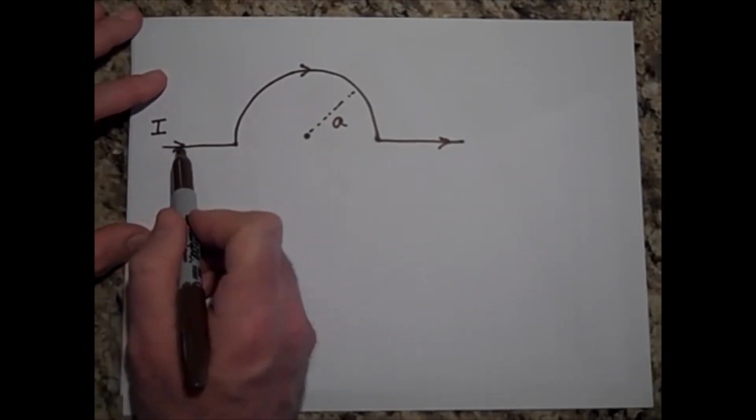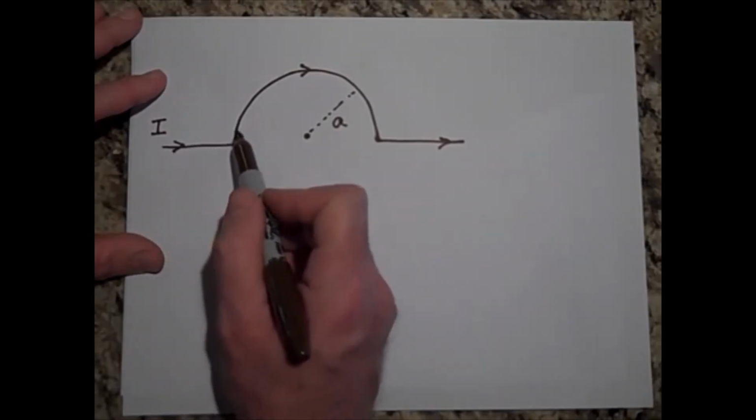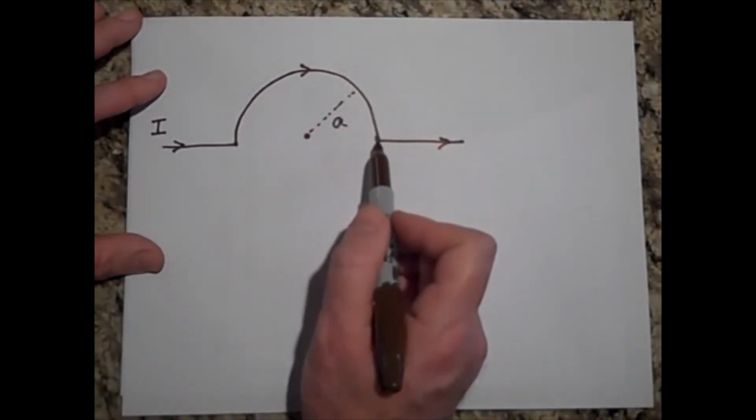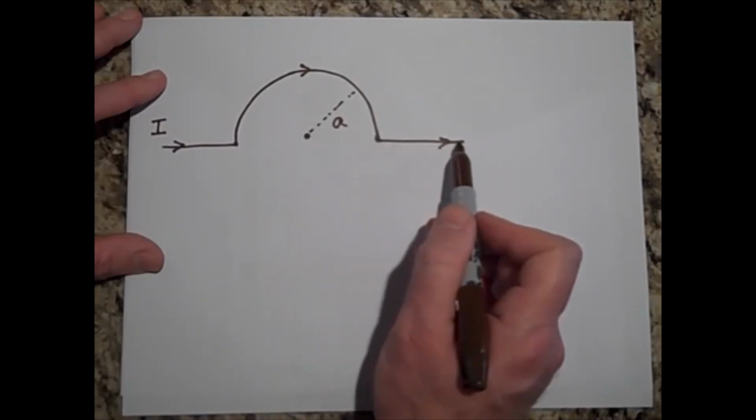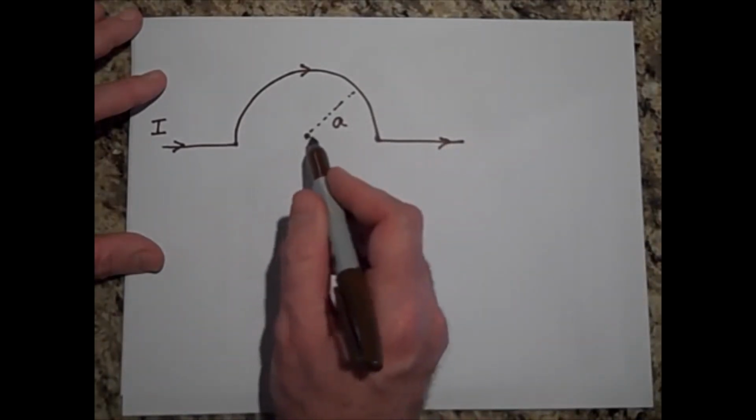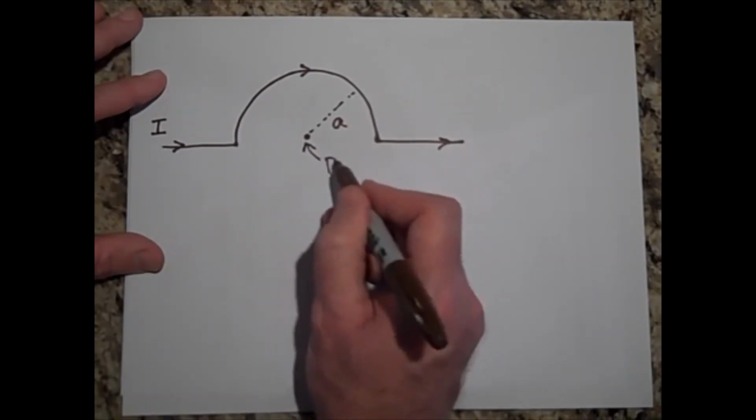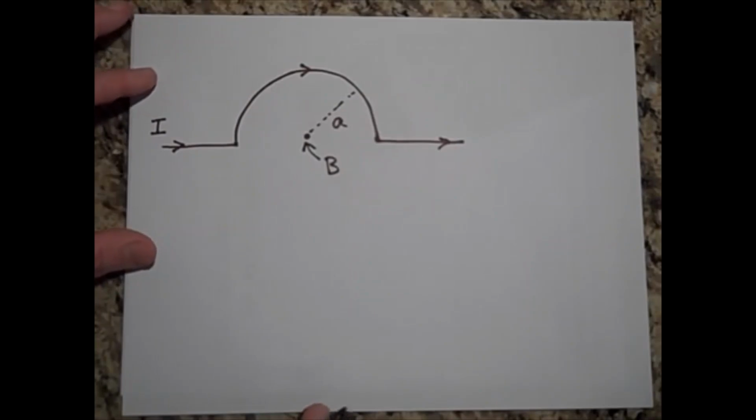You have a wire that is moving along like this. The current's moving along, and then it goes in this semicircular loop, and then it continues on its way. And they want to know the field right at this point. So the question is, what is B right there? Okay, let's figure out what direction it's going, first of all, the B.